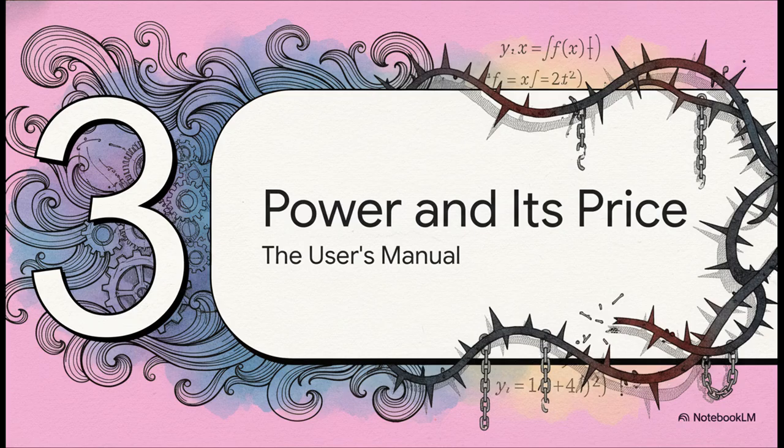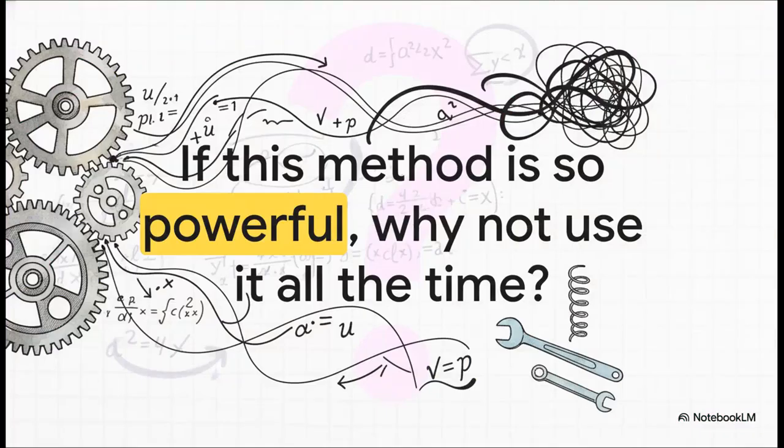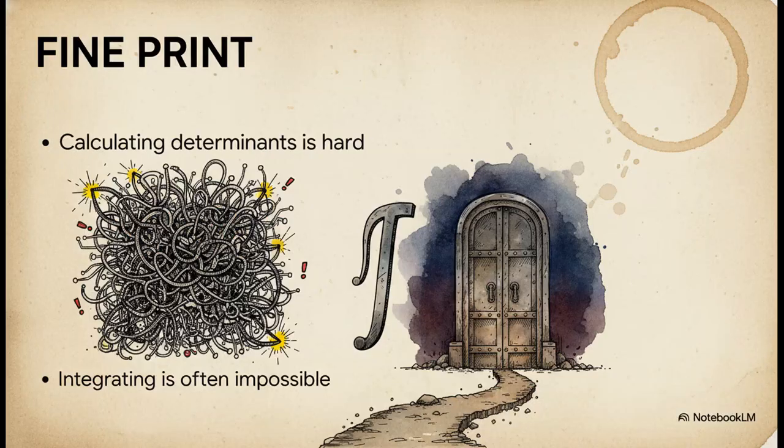So this method is a powerhouse. It's incredibly powerful, and what's great is that it always works. But, and there's always a but, right? With great power comes a pretty hefty price tag. So let's go ahead and open up the user's manual and read the fine print. Which leads to the obvious question, doesn't it? If you have this super tool that can solve pretty much any problem you throw at it, why on earth would you ever use a simpler one? There's got to be a catch. And here is that catch. There are two big ones.